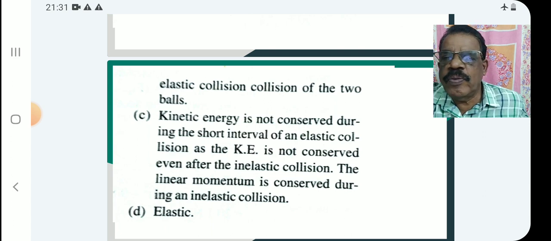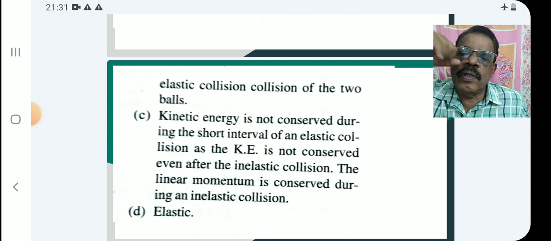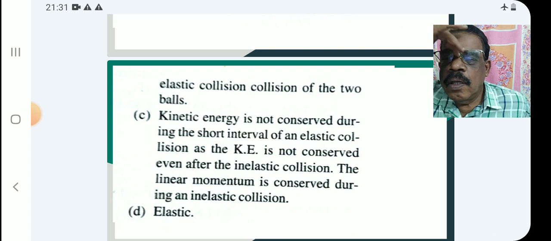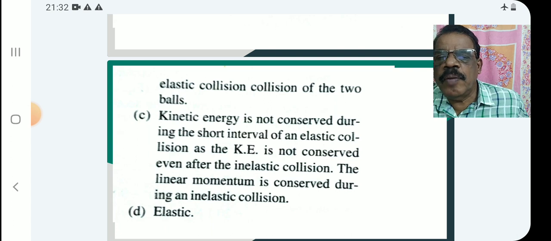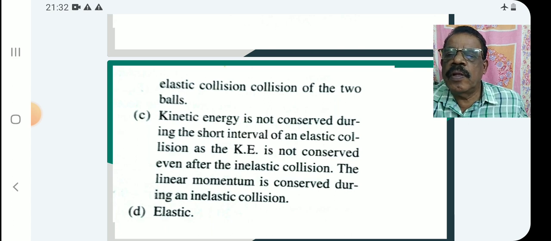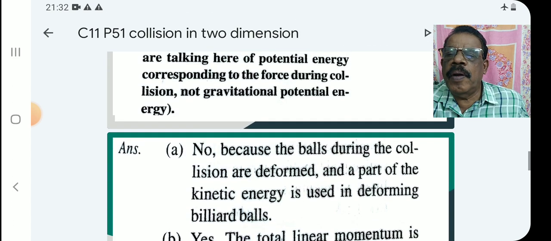K is not conserved during the short interval of elastic collision, as the kinetic energy is not conserved even after the inelastic collision. The linear momentum is conserved during inelastic collision. Now the D part.